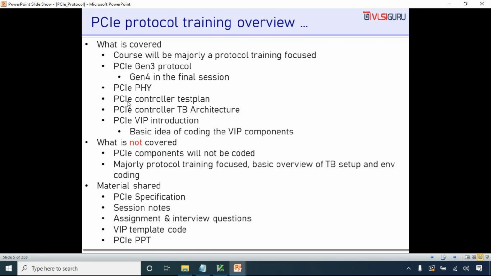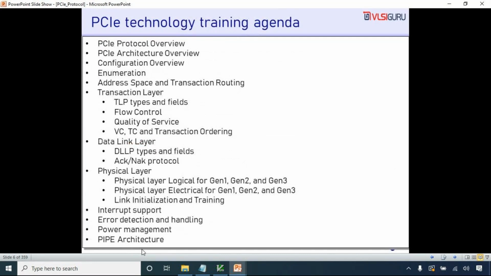We will also be talking about PCI Express 5. This may not be relevant for you, the controller test plan and those, but this is a generic presentation which I use even for my regular trainings. I'll be sharing all the material with you. The specifications you will definitely have, and the notes and some presentations will also be shared with you. So this is all that I plan to cover.